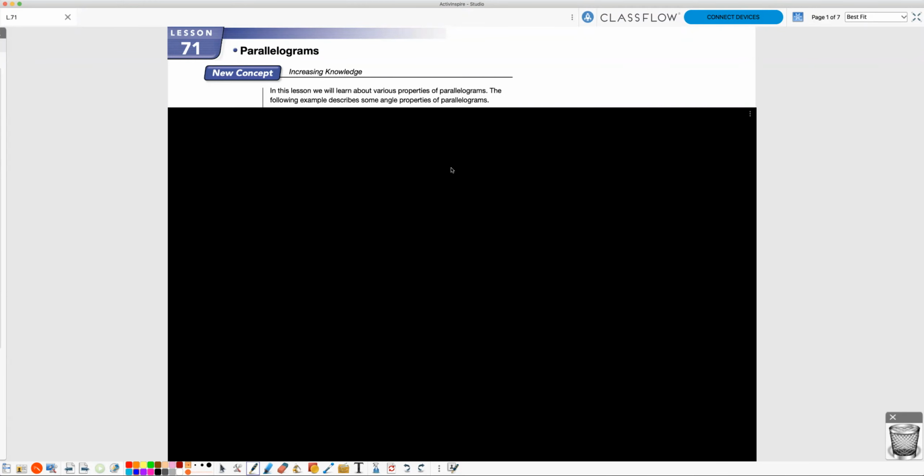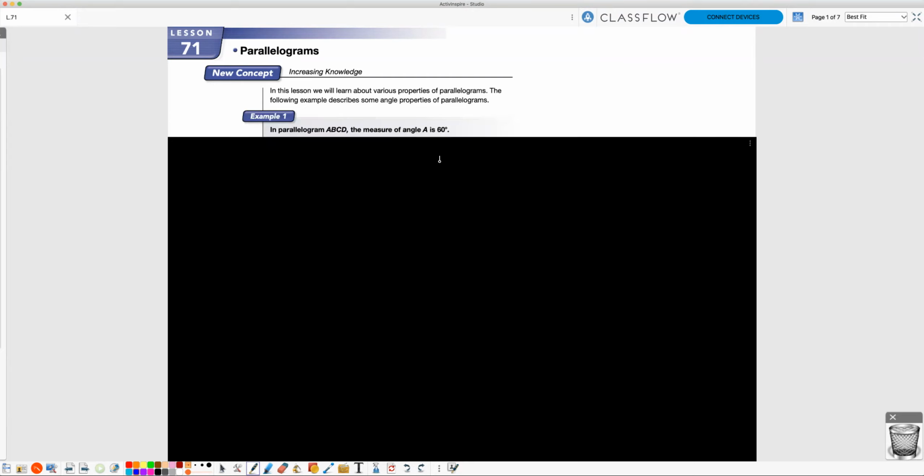This is lesson 71, Parallelograms. In this lesson, we'll learn about various properties of parallelograms. The following examples describe some angle properties of parallelograms.